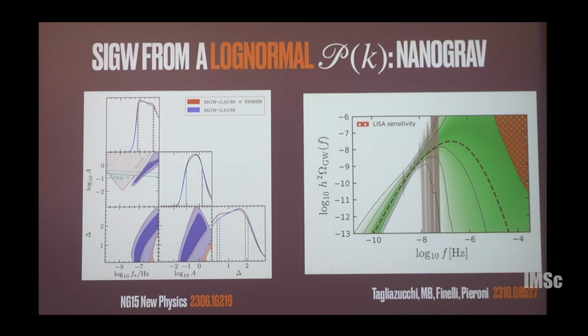So what's the problem with higher peaks? The amplitude is very large. How large? You can read it off from here, right? So this A is the amplitude of the primordial power spectrum.